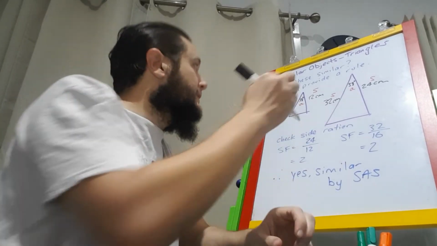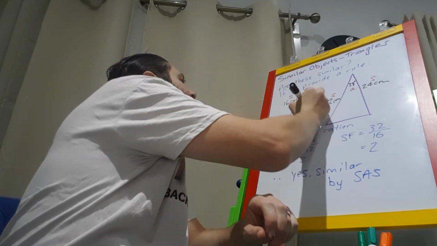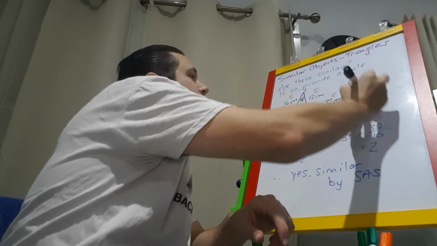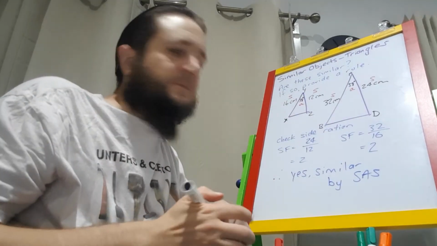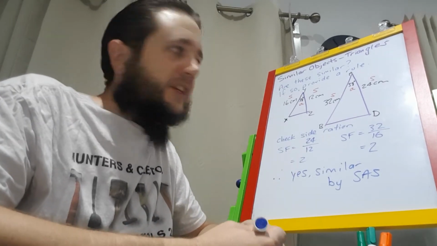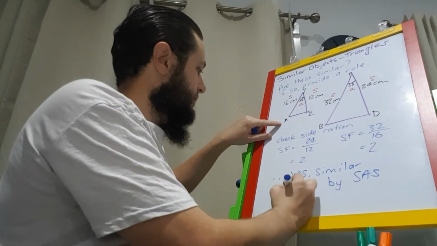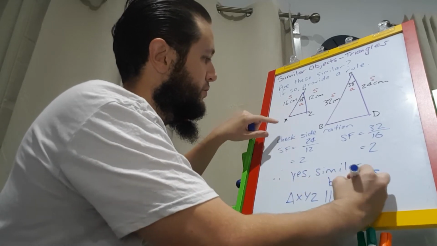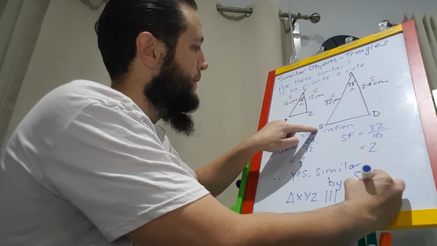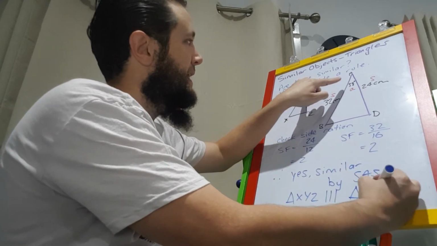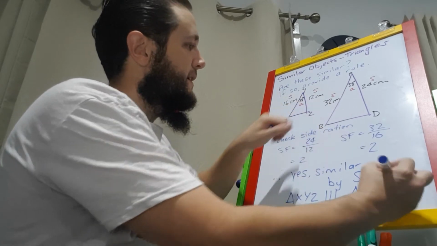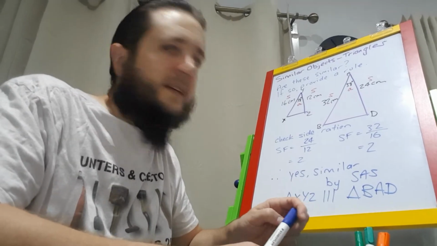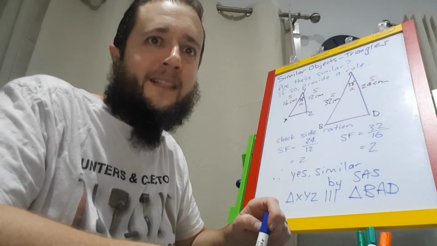I'll put some labels on it. So let's say this was X, Y, Z, and this was B, A, D. Right? If you were asked for a similarity statement, you would be writing something like triangle XYZ is similar to triangle, and instead of X, there's B. Instead of Y, there's A. Instead of Z, there's D. So my similarity statement for this one would read something like triangle XYZ is similar to triangle BAD.